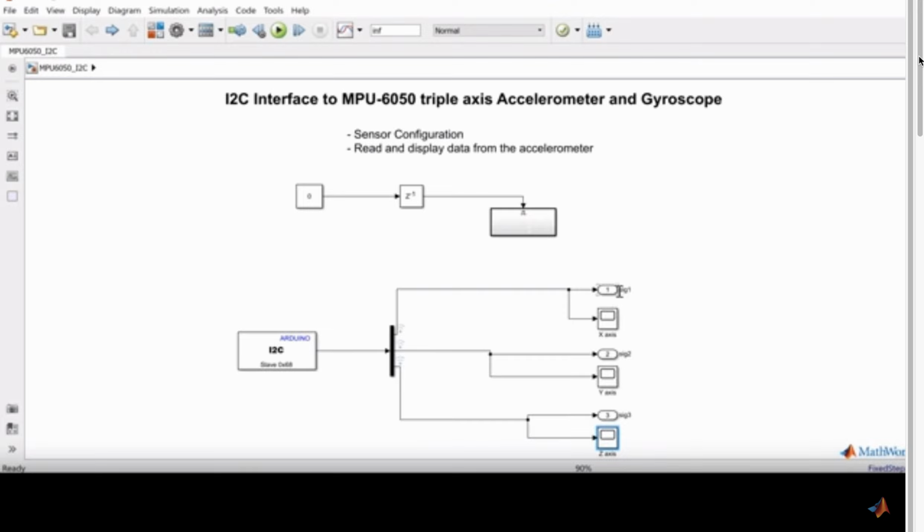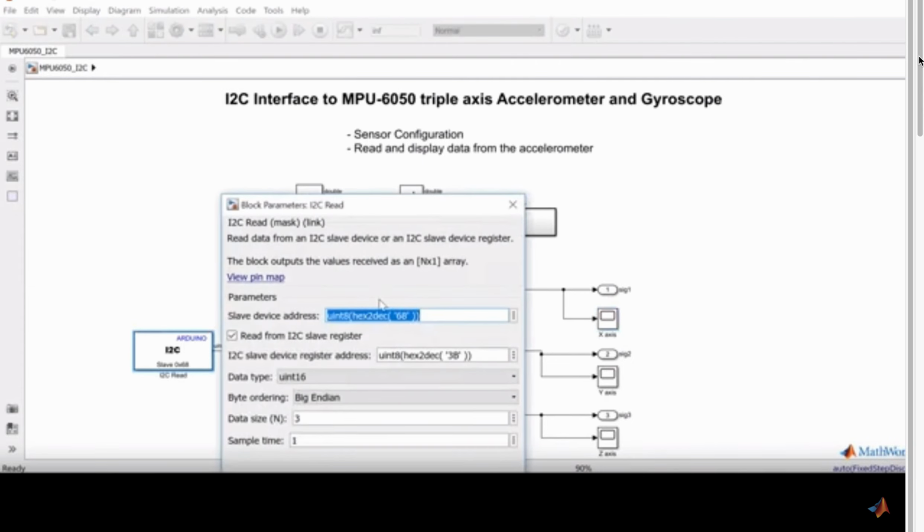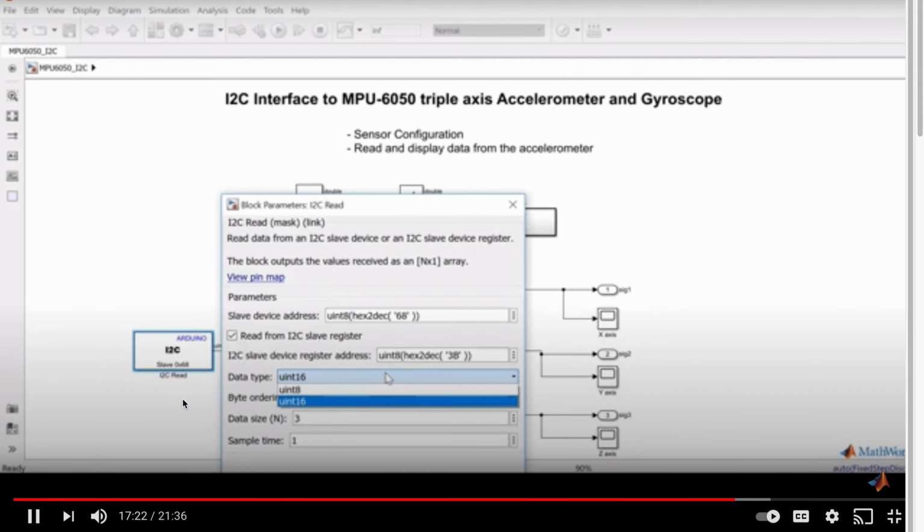You can also connect outputs to log your signal. Now, we expect an int16 output data type. Since the I2C read block only has uint8 and uint16 as the data type options, we can connect a data type conversion block and set the data type as int16. Notice the 3B here, indicating the register associated with the accelerometer.